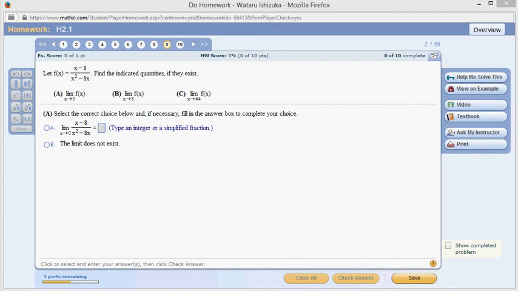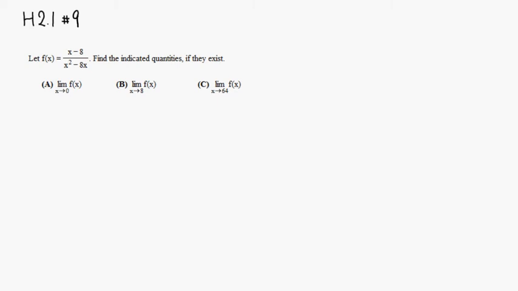Alright, let's look at homework 2.1, problem number 9. You have this function (x minus 8) over (x squared minus 8x). We are taking a limit for part A as x approaches 0. So let's do that.